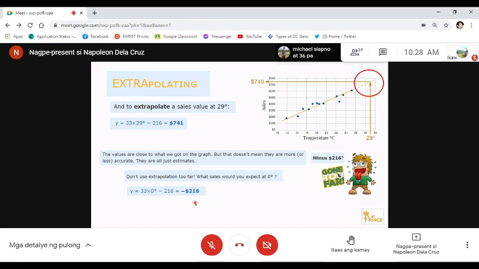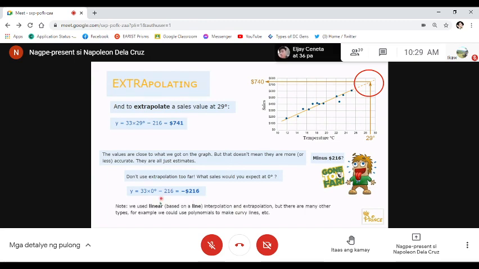Okay? So therefore, do not go too far, meaning to say, do not extrapolate too far because that is no longer acceptable or that's no longer credible. The value definitely will not be a credible value.